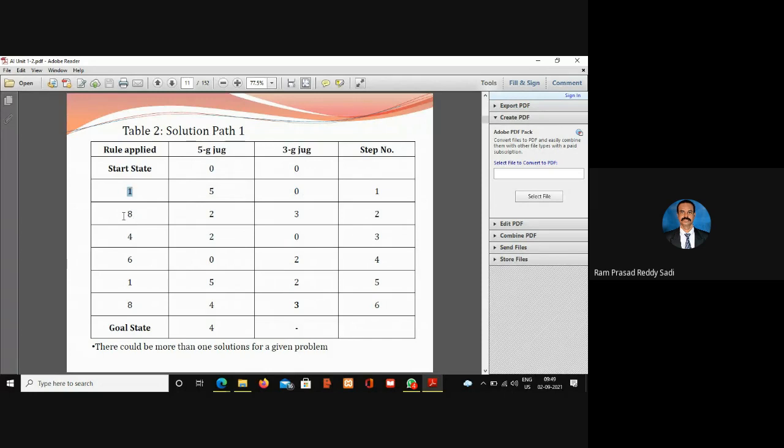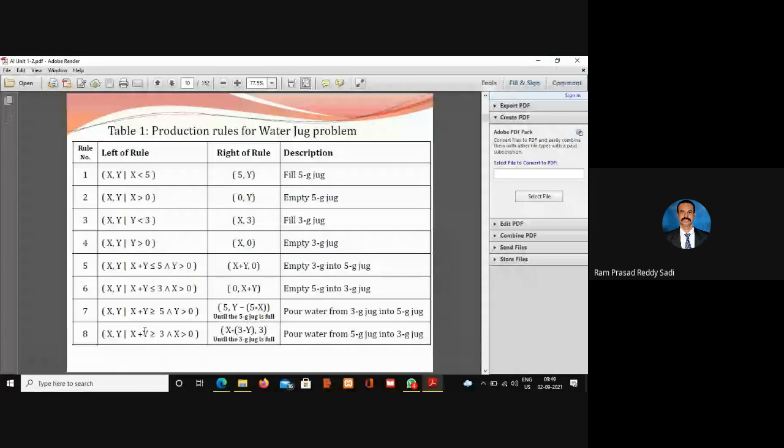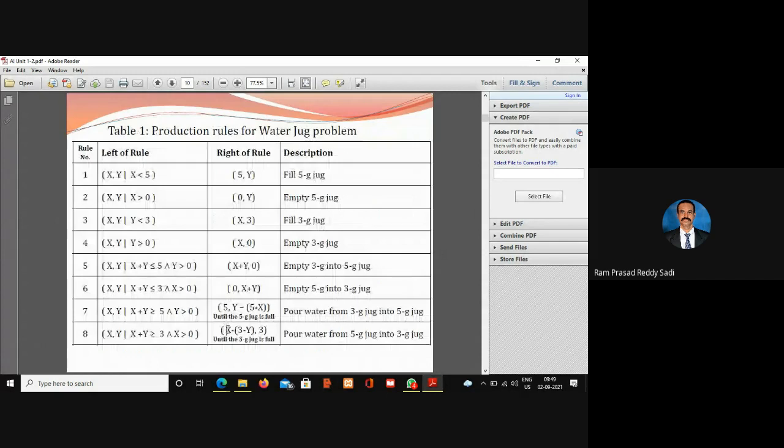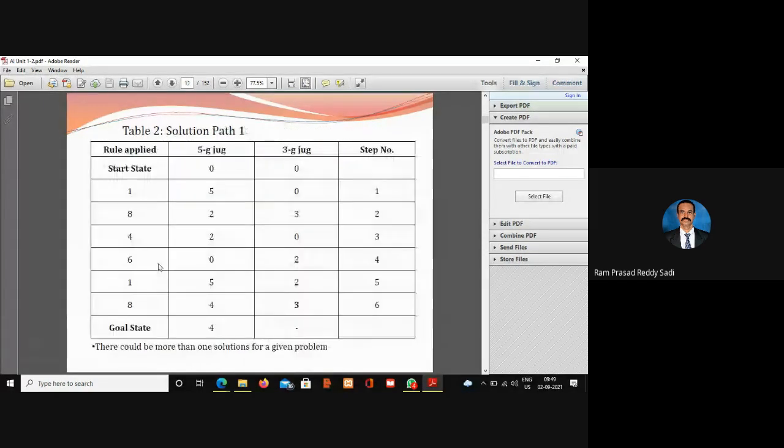Next, see which rule is being applied. The 8th rule is being applied. What does the 8th rule say? You are pouring water from the 5-gallon jug into the 3-gallon jug. The second jug can have the capacity of 3 gallons of water only. So you will be pouring 3 gallons of water into the second jug, and 2 gallons of water will be remaining. This is according to the eighth rule: (x minus (3 minus y), 3). The second jug will be filled up, and the remaining water will be available in the first jug. That's the second step when you applied the eighth rule.